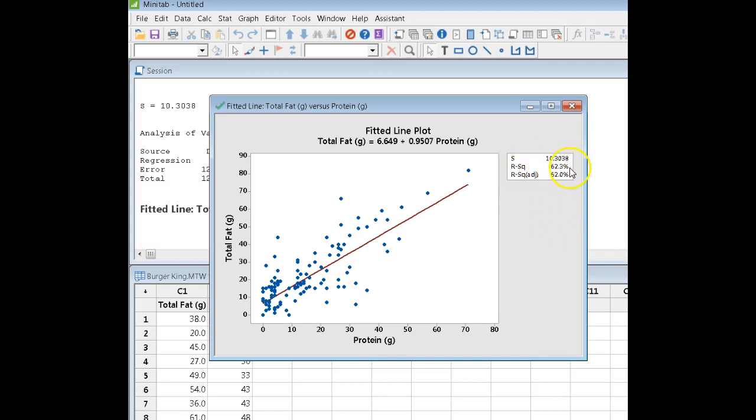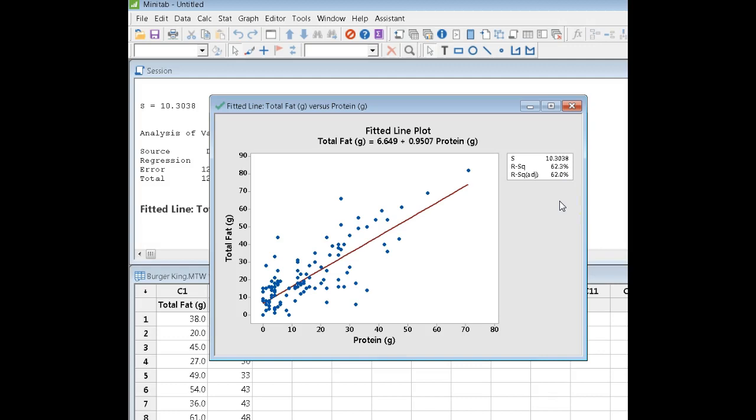Now, the R-squared value is 62.3%. Minitab also reports an R-squared adjusted. In this course, we are not going to consider the R-squared adjusted. We're only looking at R-squared. So the R-squared value is 62.3%.